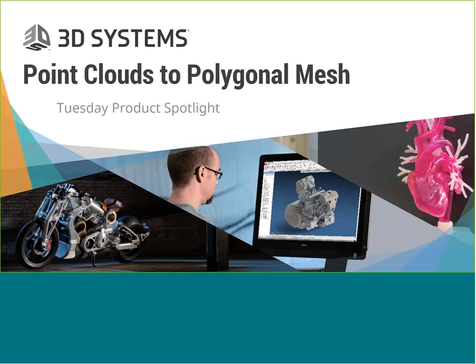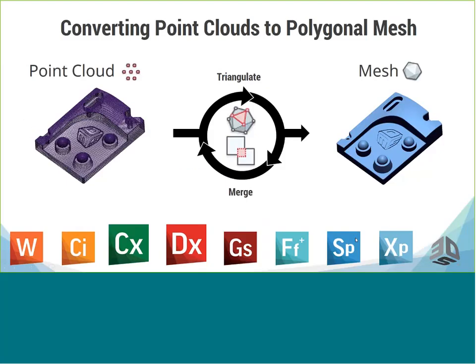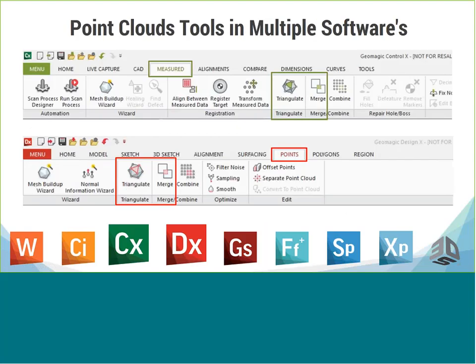Hello, everyone. Once again, my name is Jeff Moody. I'm an applications engineer with 3D Systems Software, and today I'm going to be demonstrating how to convert point clouds into polygonal mesh. On the left-hand side here, we have a point cloud. It's basically XYZ points. And in the middle, we're going to use these two tools, triangulate and merge, to convert them into mesh objects. Basically, we're going to draw lines between points and add faces to that to create a mesh. These two tools are available both in ControlX and DesignX.